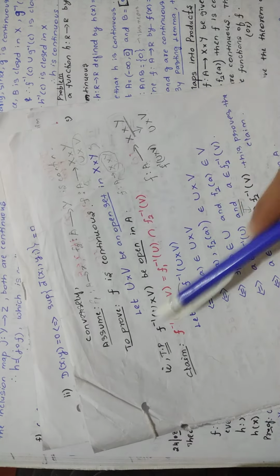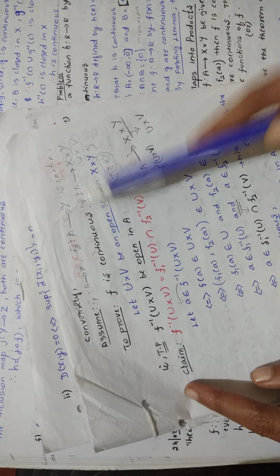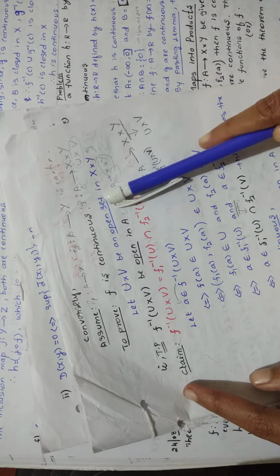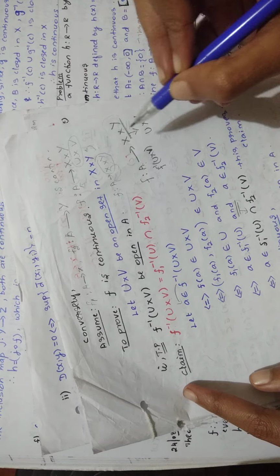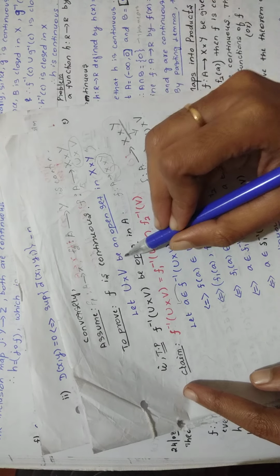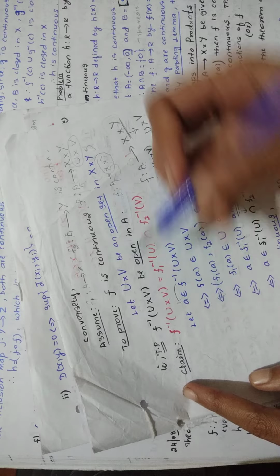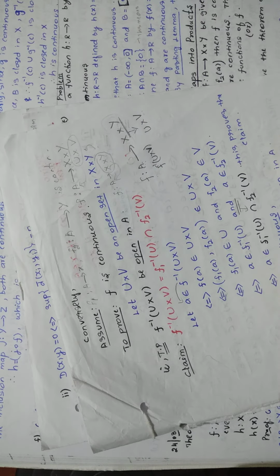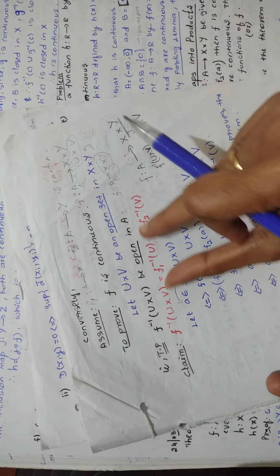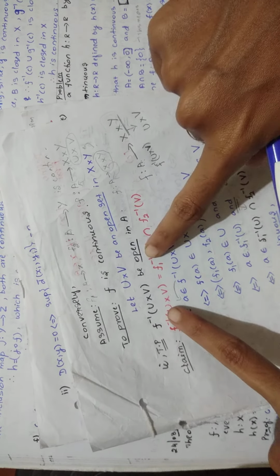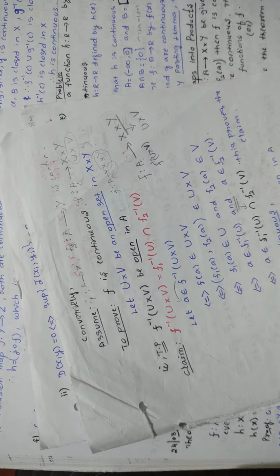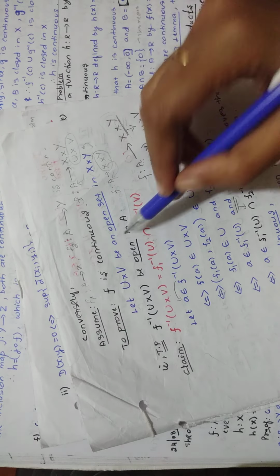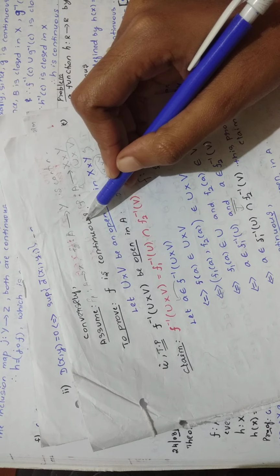So here you are going to prove f is continuous. You are taking an open set from x cross y. That's the first line, and then you have to prove f inverse of u cross v is open in A. To say that, you have to prove this condition. If this is proved, then you can say f is continuous.